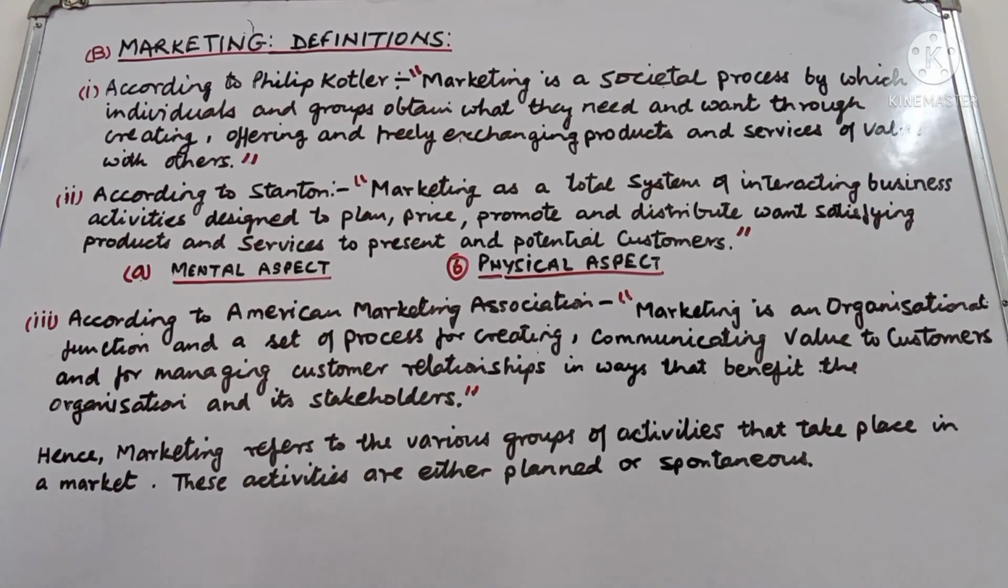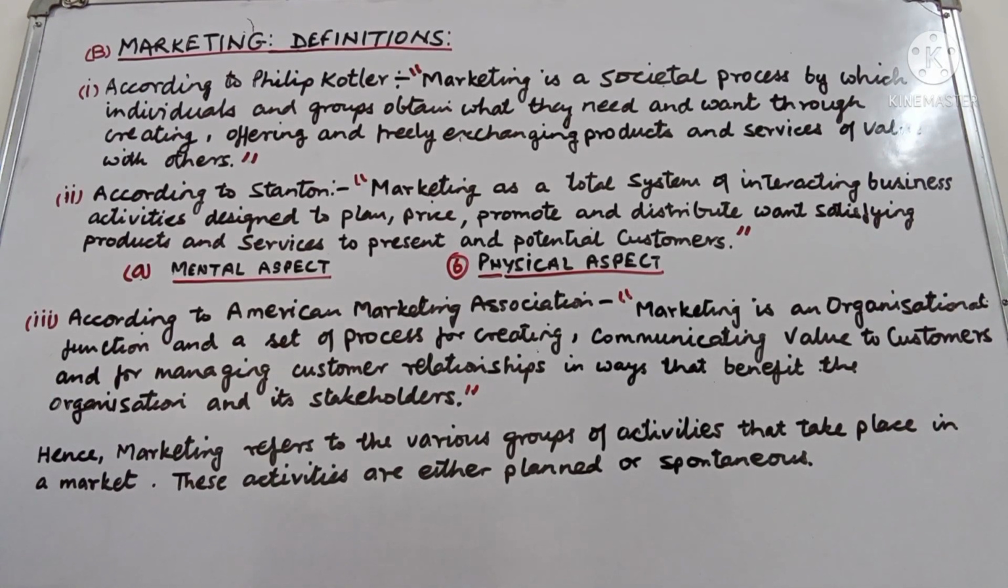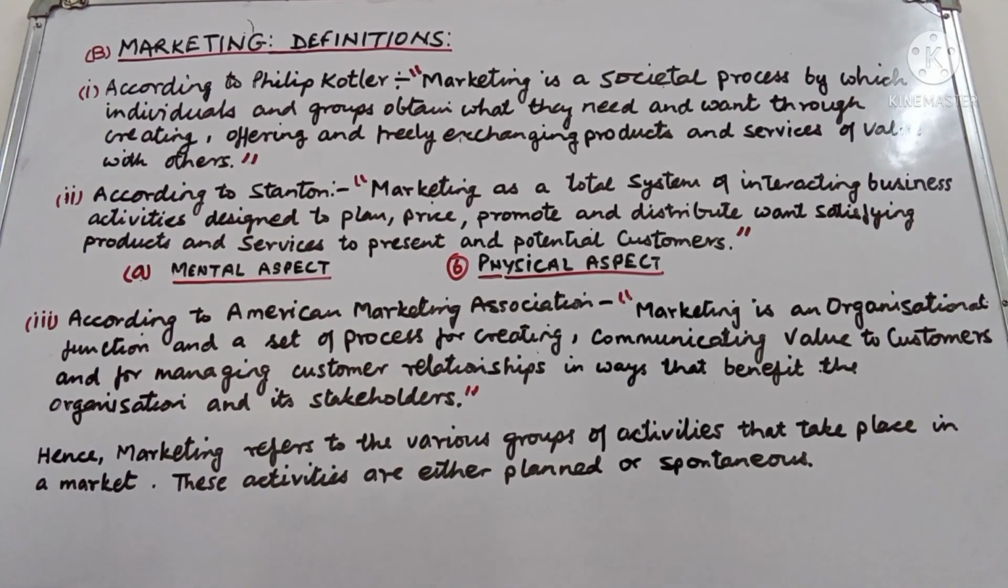So, when we talk about marketing, it is facilitating, which helps in the process where buying and selling can take place. Marketing therefore consists of a number of facilitating activities. And another definition is according to Stanton: marketing is a total system of interacting business activities designed to plan, price, promote, and distribute want-satisfying products and services to present and potential customers.